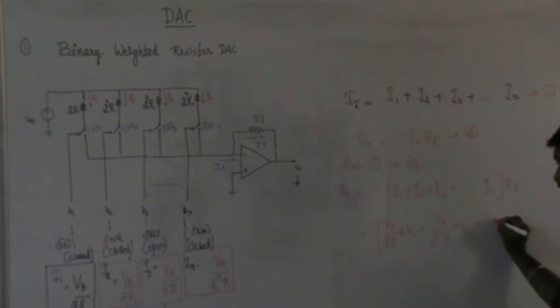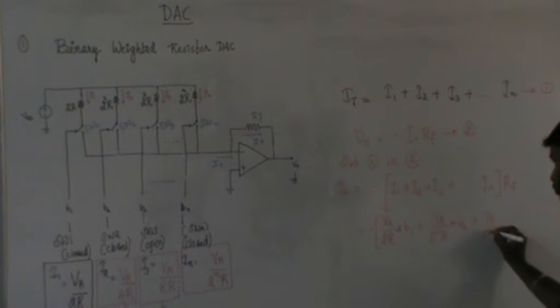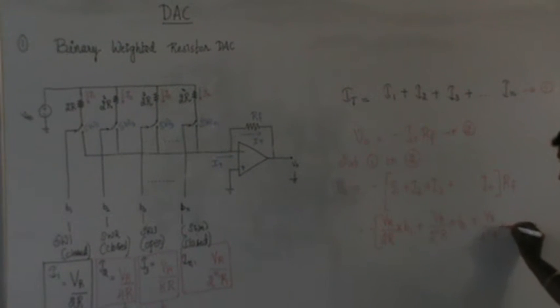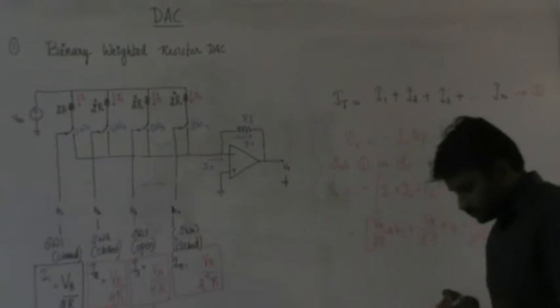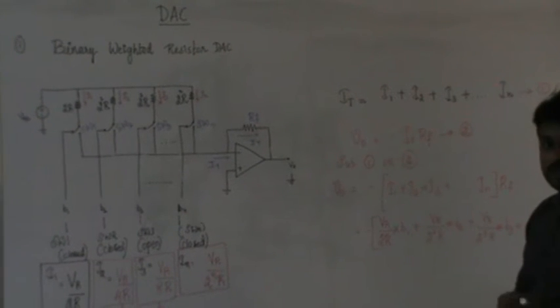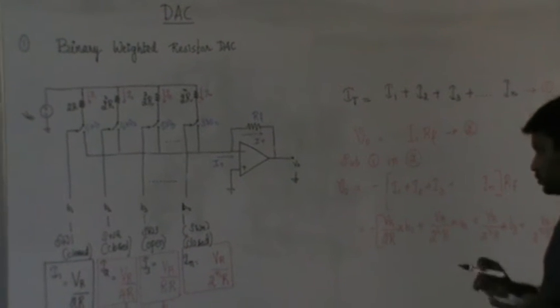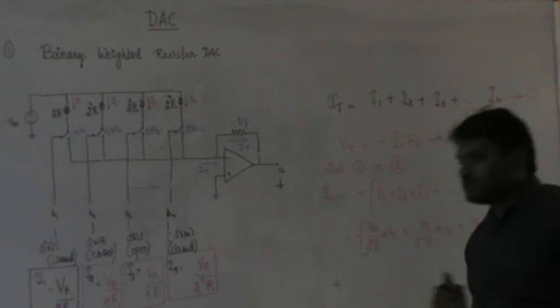Next, we are divided by 2 cube into R into B3 plus dash dash dash. What is the last equation? So we are divided by 2 to the power of n into R into Bn, into Rf. So this Rf I am retaining like that only. Now what I have to do is, so I am coming to the last equation. So how to write the last equation?